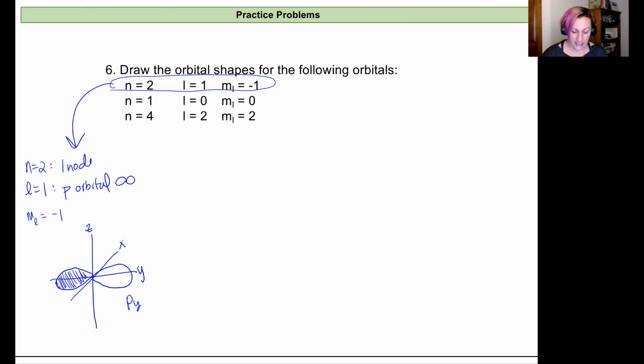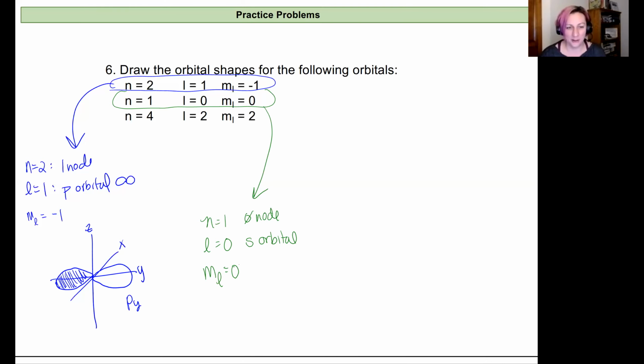All right, let's look at our next one. I'll change colors. So this one we have n equals 1. That tells me we have 0 nodes, right? Because our nodes are always n minus 1. We have an L equal to 0. That tells me we have an s orbital. And we have an m sub L of 0, which makes sense because you can only have plus or minus L, so it's only going to be 0.